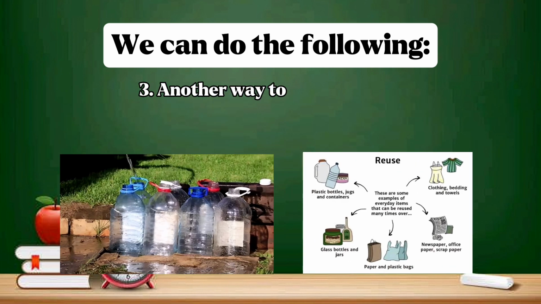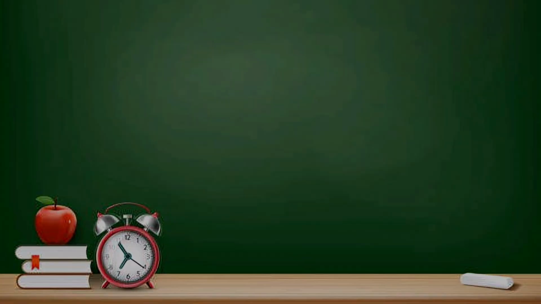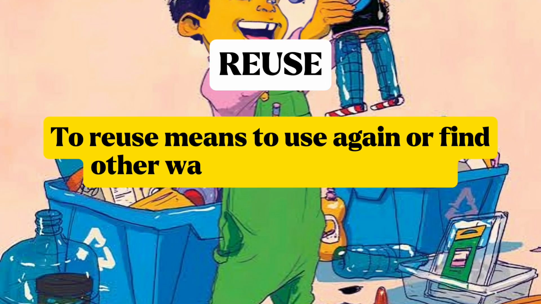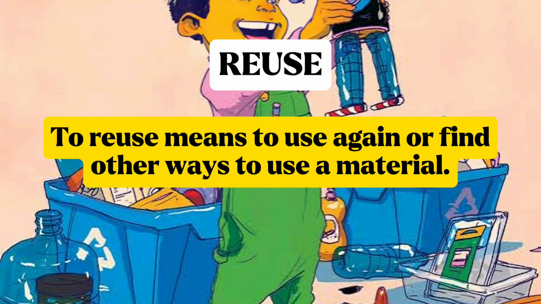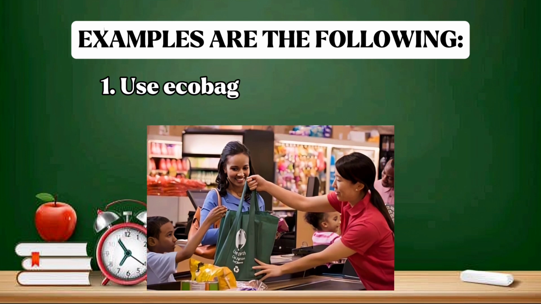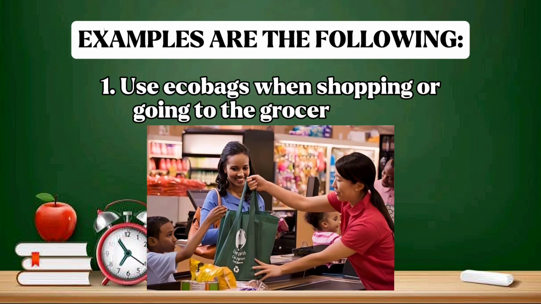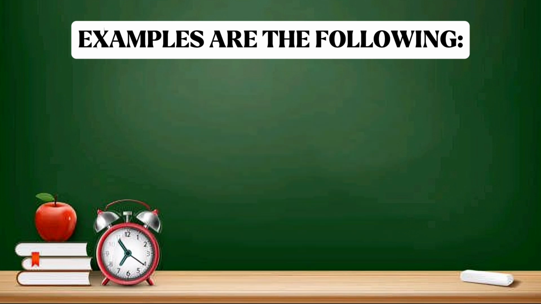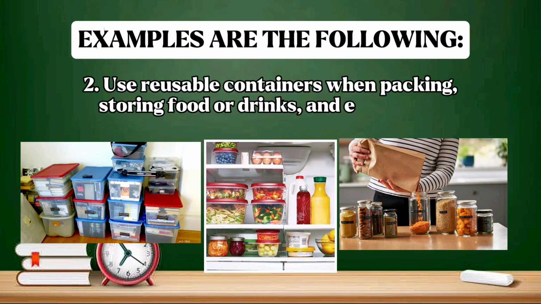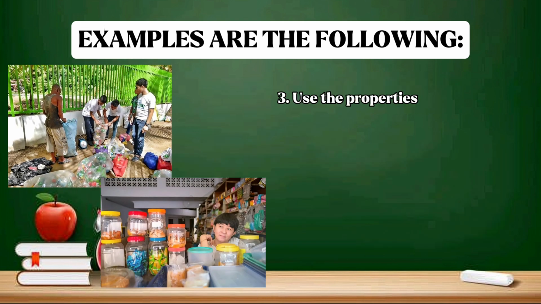3. Another way to reduce waste is to reuse materials. Reuse. To reuse means to use again or find other ways to use a material. Examples are the following. 1. Use eco bags when shopping or going to the grocery store. 2. Use reusable containers when packing, storing food or drinks, and even when buying drinks. 3. Use the properties of a material and find some other use for it.